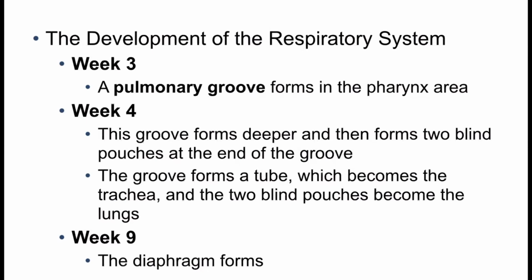All right, so the respiratory system. The respiratory system has a pulmonary groove, which forms in your pharynx area. The groove forms deep, but there are two blind pouches at the end of the groove. Those blind pouches are going to become your lungs. The groove forms a tube, which becomes your trachea. The pouches become the lungs. And the diaphragm starts to form about week 9.